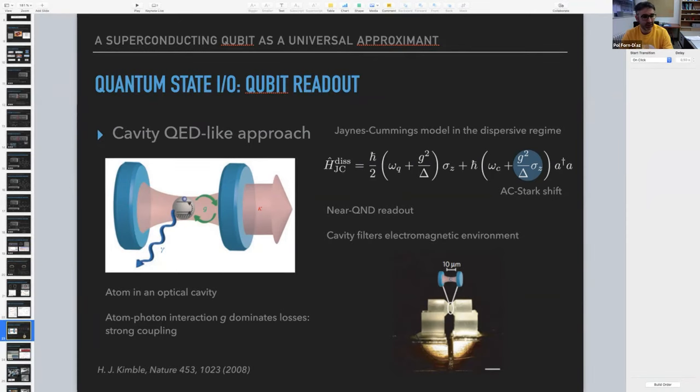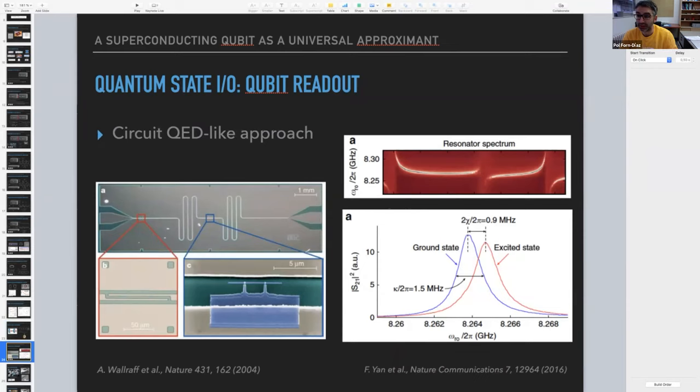So this idea was translated into electrical circuits in 2004 by the group of Schoelkopf at Yale. And instead of an optical cavity, they used a coplanar waveguide resonator. So now here you see this chip that has these wiggles, these meanders. This is a continuous superconducting wire that is interrupted at both ends. So it's a finite length, and therefore it supports resonances that are a function of the length of this cavity. So the length is chosen to have resonances in the range of frequencies of this qubit.